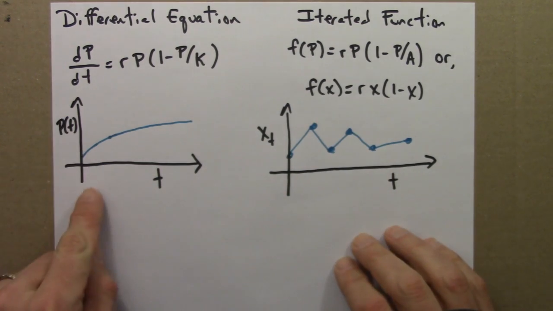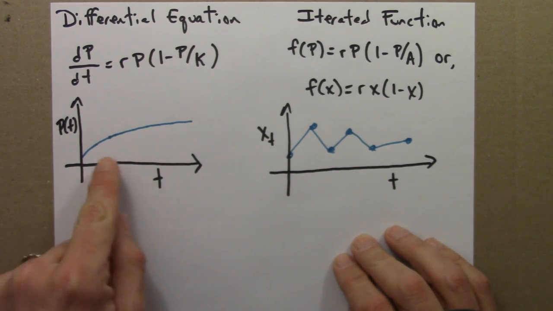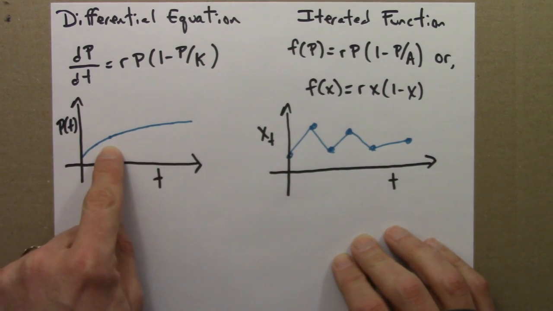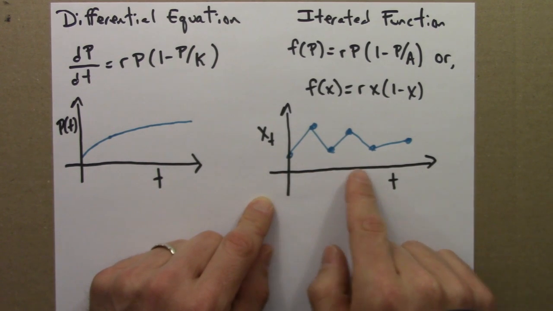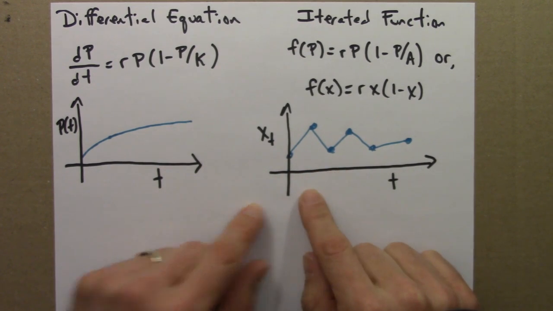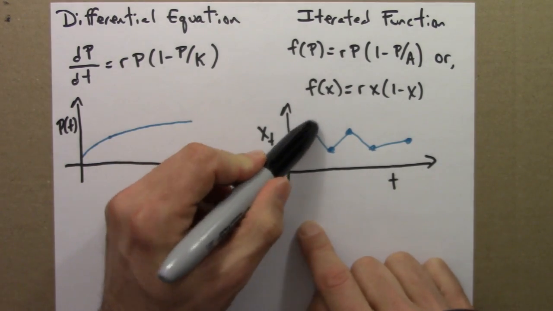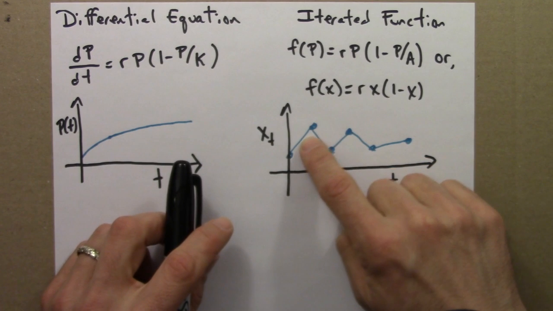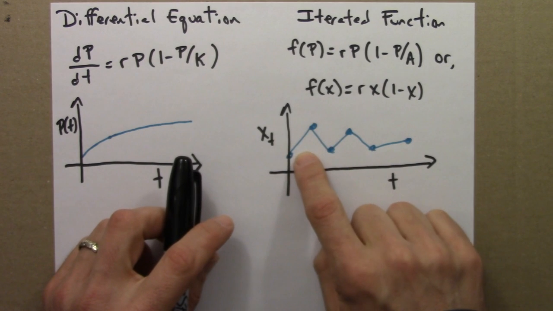But for the differential equation, the blue curve changes continuously. It's defined at all times, and it smoothly increases, say, from here to here, and it has to pass through all intermediate values. For the iterated function, time moves in jumps. It has an initial value at time 0, then time 1, then time 2. And the value of the population also moves in jumps. It goes from this value to this value. Even though we connect those dots, it doesn't slide through all values in between. It jumps from here at time 0 to here at time 1 without going through the intermediate values.